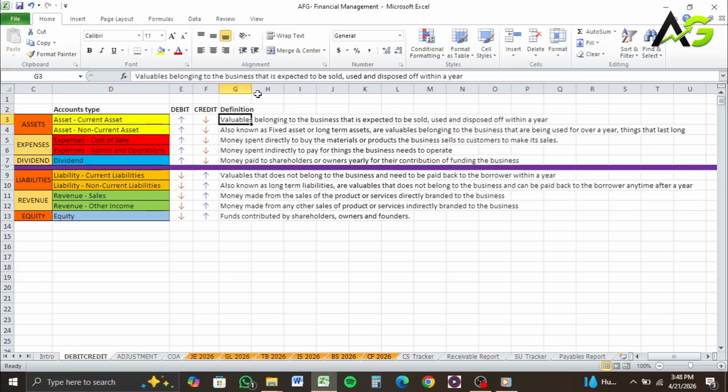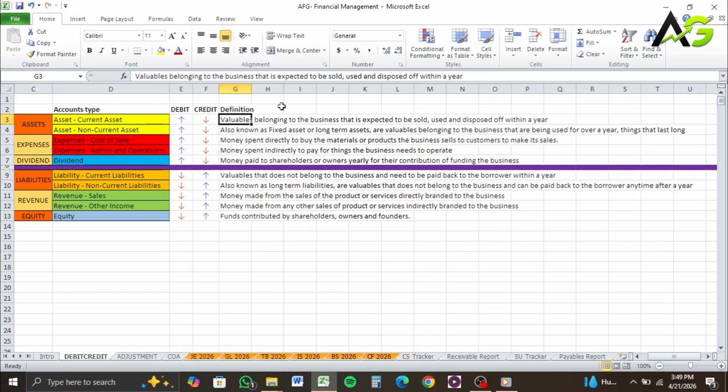I gave a brief definition of each one of them. So let's start with current assets. What I wrote here is values belonging to the business that is expected to be sold, used, and disposed of within a year.